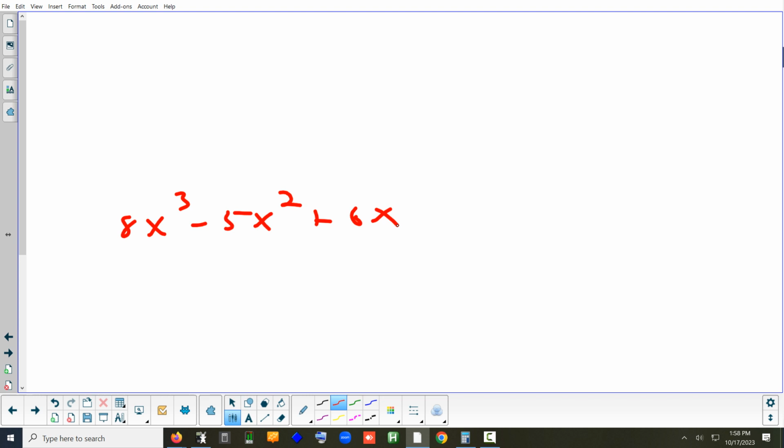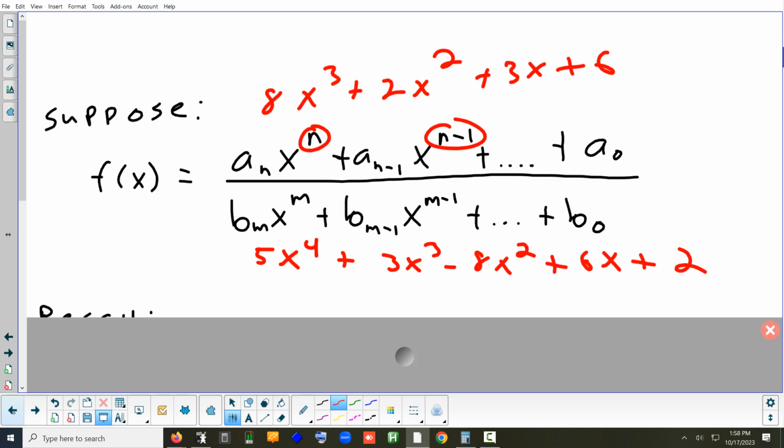Yep. 8x cubed. Right. It's the highest term. What would the end behavior model be for this top one? Well, I guess I like 8x cubed. What would the end behavior model be for that bottom? 5x to the 4th.